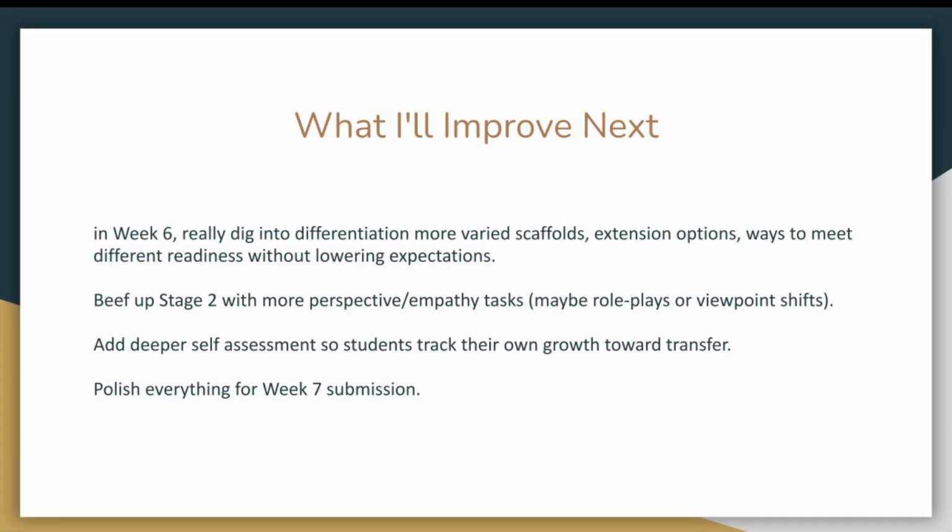And what I'll improve on next. So in week 6, really dig into more varied scaffolds, extension options, ways to meet different readiness without lowering the expectations that I want. And then I would beef up stage 2 with more perspective and empathy tasks, maybe role plays or viewpoint shifts, and deeper self-assessment so students track their own growth toward transfer, and then polish everything for week 7 submission.